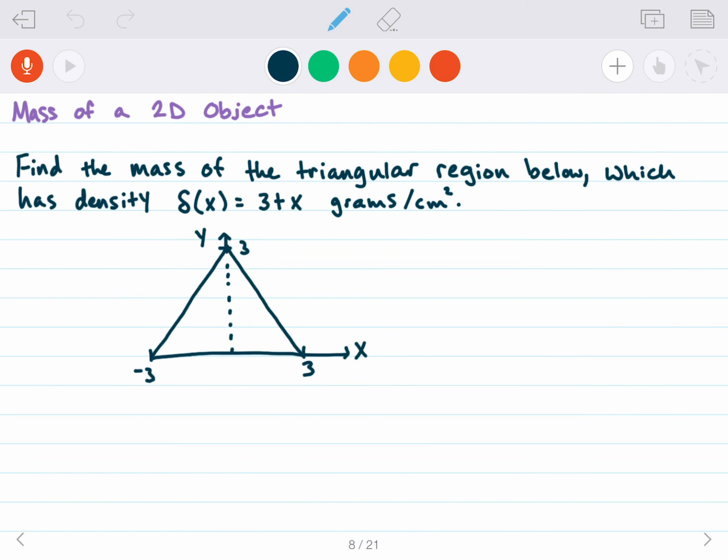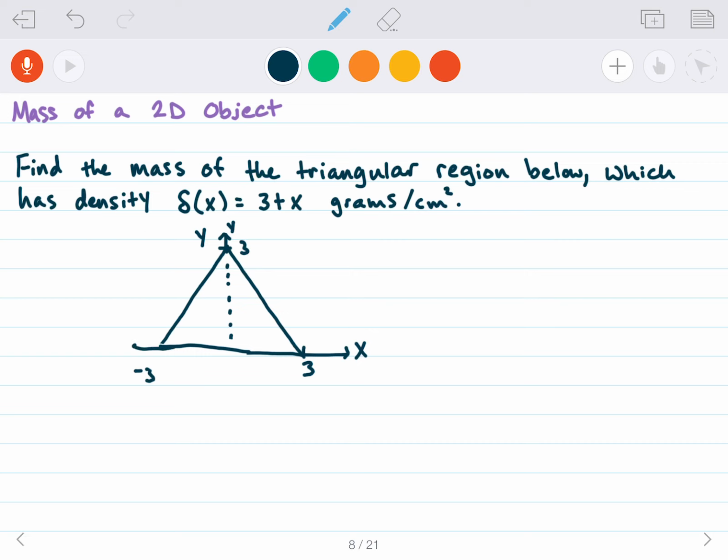All right, let's do another example. I believe you have an example pretty similar to this on your homework. We want to find the mass of the triangular region which has density delta of x equals 3 plus x grams per centimeter squared. So this time our density is not constant. It's going to be increasing as we move along. The most density is going to be concentrated over at the right part of this picture.